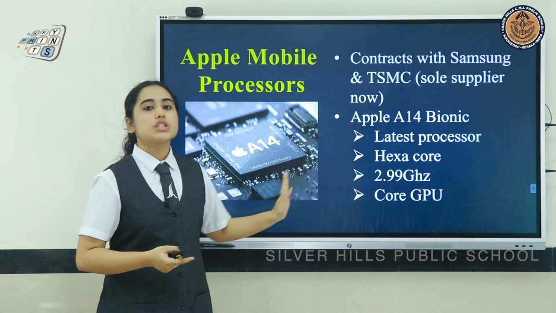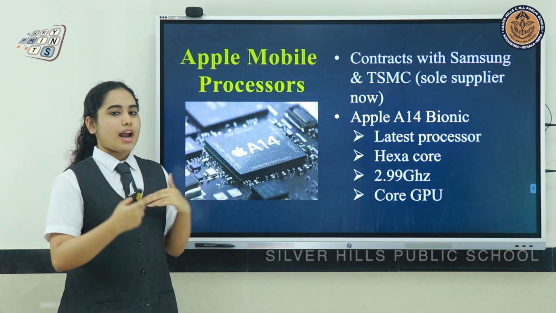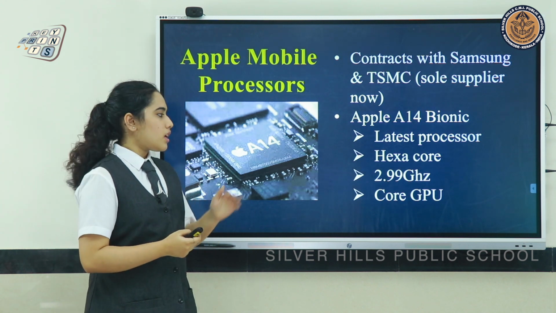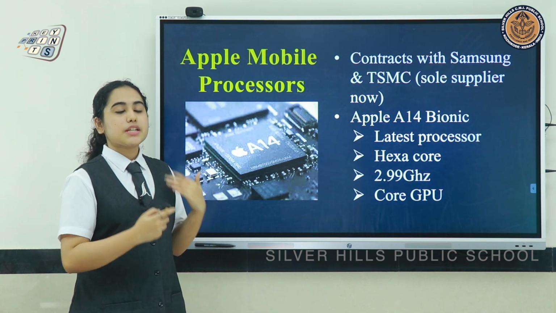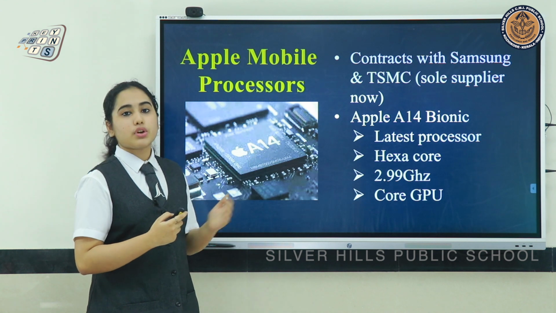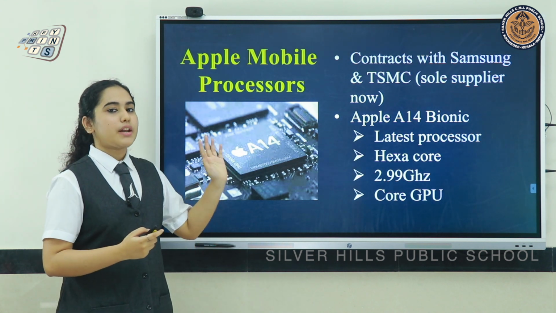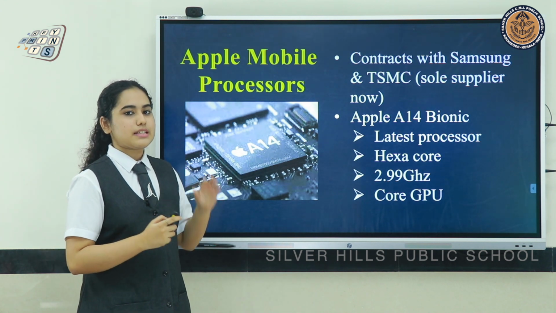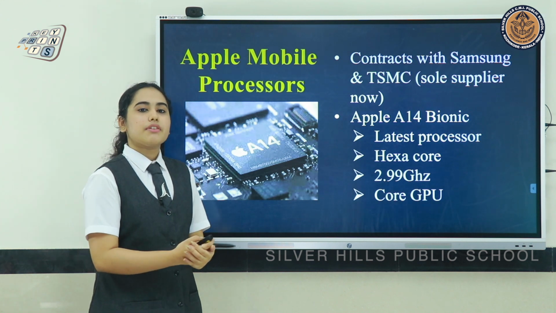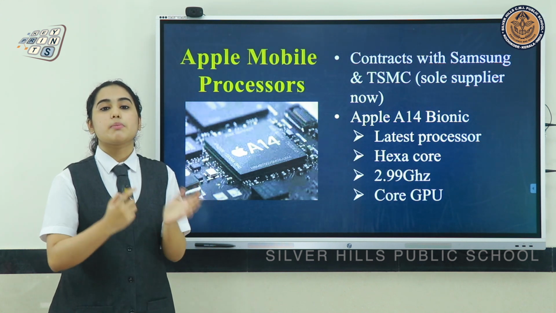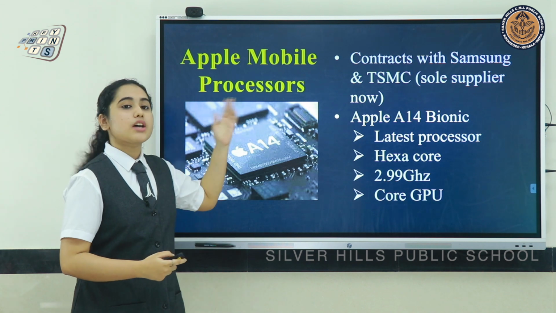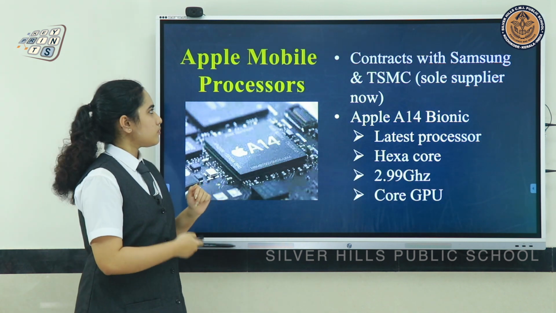And it has a core GPU. We just learned what GPU is, that is graphical processing unit. So it has a core GPU, that means if you have Apple A14 Bionic processors in your devices, you can have high quality videos and your video games will be of high quality. That's it, thanks to the GPU.